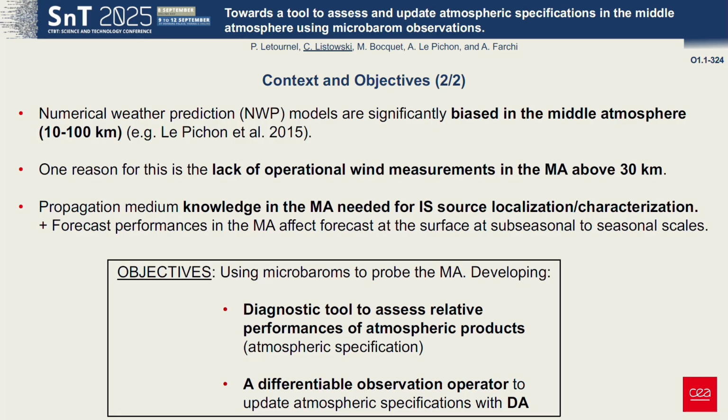So why do we do this? Numerical weather prediction models obtained by national weather centers, or by the IDC, are biased in the middle atmosphere. One of the reasons is that there is a lack of data above 30 kilometers, especially in terms of winds. Microbaroms depend on winds above 30 kilometers, so they could serve as a source to probe the atmosphere and bring some additional data and constraints for modeling. For infrasound source localization and characterization, we need reliable models, so why not try to improve the models by using microbaroms?